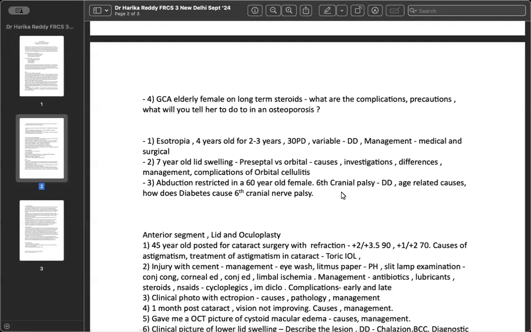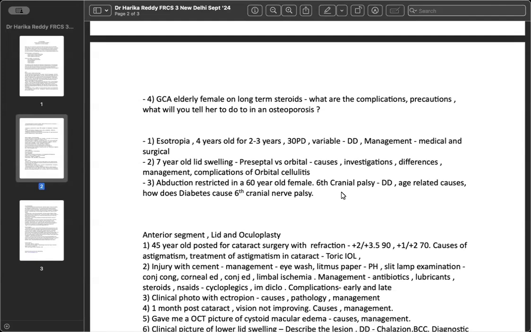So, yeah. Then the third last one was abduction restricted in a 60-year-old female, and the rest all were normal. So I told him it's a sixth cranial nerve palsy. Since it's a 60-year-old female, I told him it's sixth cranial nerve palsy. If it was a young child, then maybe I would have thought about any restrictive pathologies. So, sixth cranial nerve palsy.